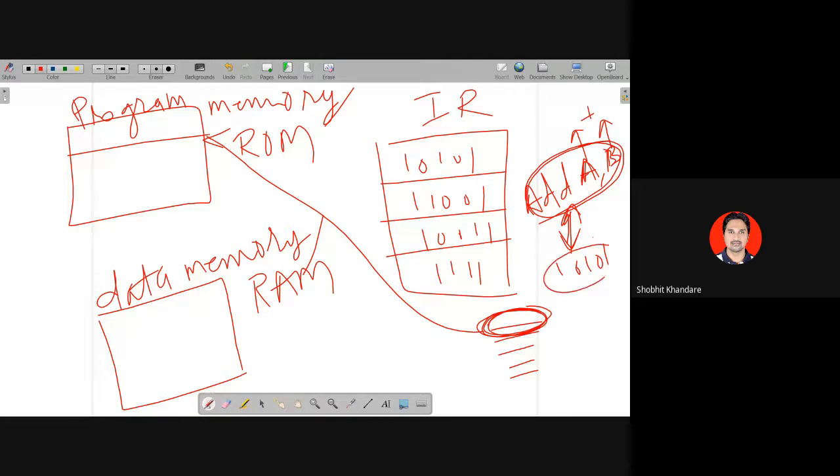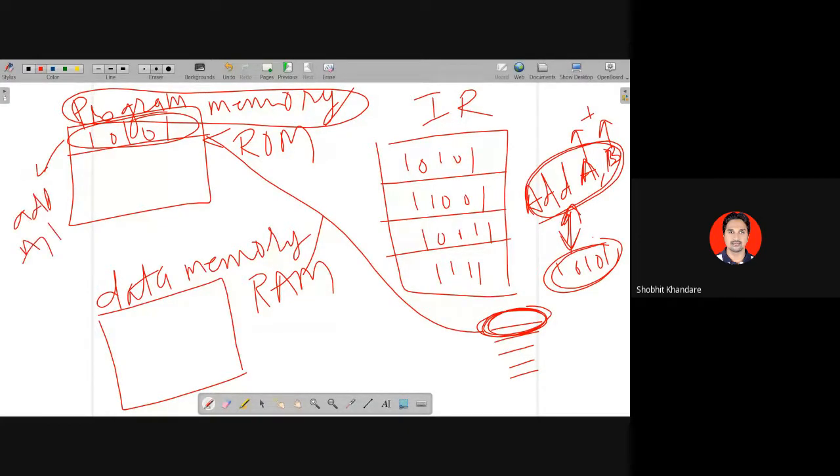तो 10101, ये कहीं तो प्रोग्राम में स्टोर होता है. तो प्रोग्राम मेमोरी कंटेन्स द बाइनरी इक्विवेलेंट ऑफ द इंस्ट्रक्शन. यानी 10101 का मतलब है add a, b. तो this 10101 is stored in the program memory. तो 10101 का मतलब होता है कि add a, b.